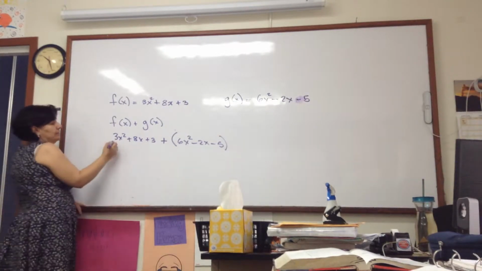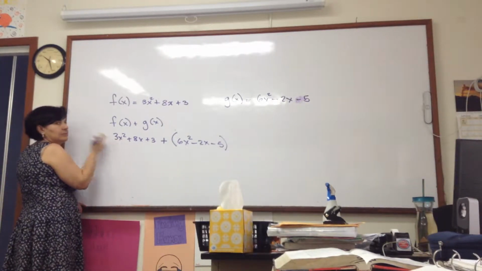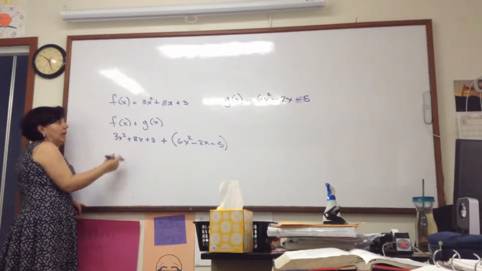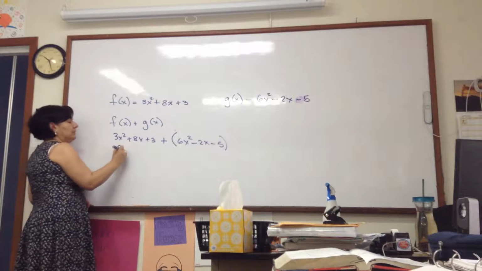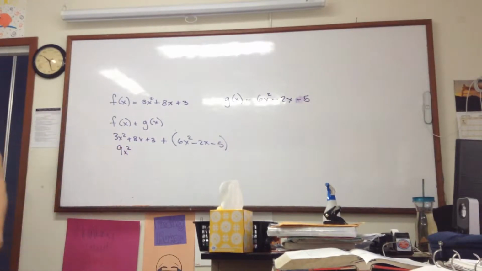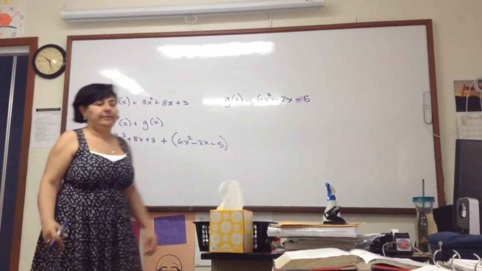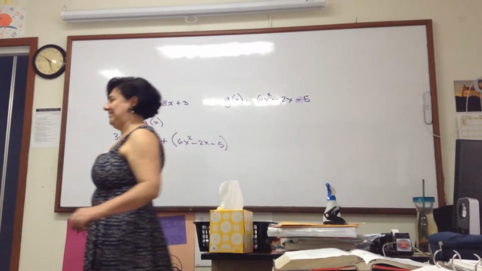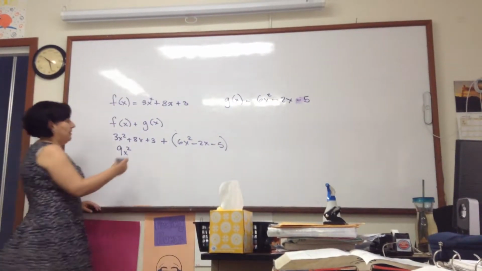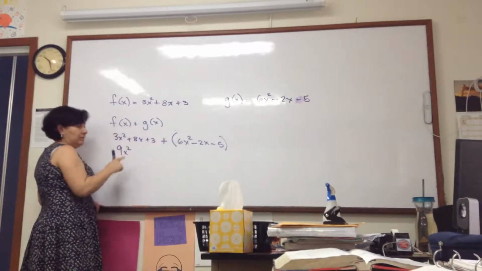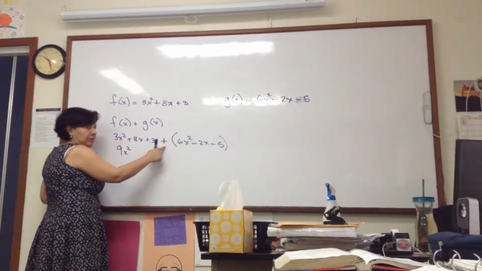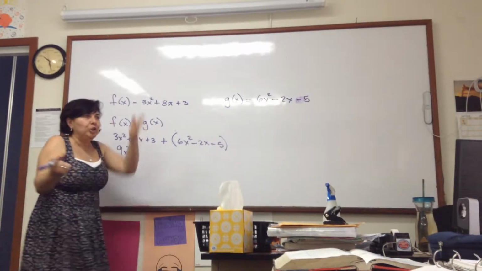So this would be what? 9x squared. Why is it not minus 6? Why is it not multiplying? Why is it 9x squared? 3x squared plus 6x squared, oh, plus. 9x squared. There's a big plus, right? You told me to add. You closed the parentheses.